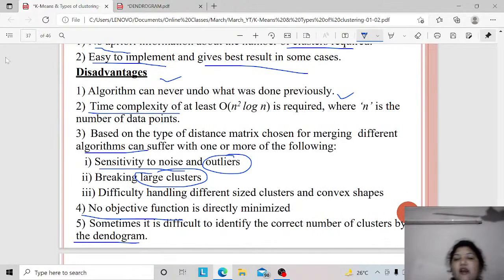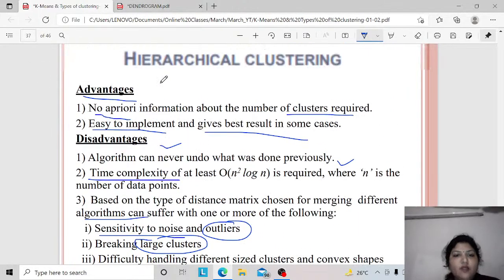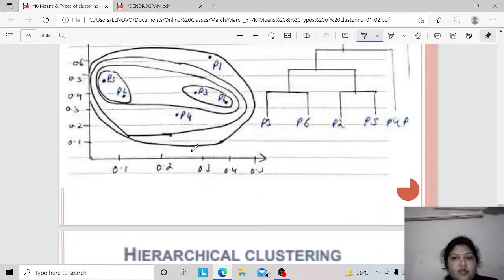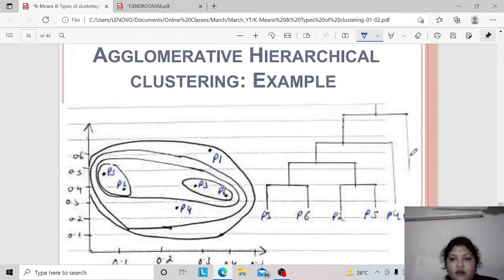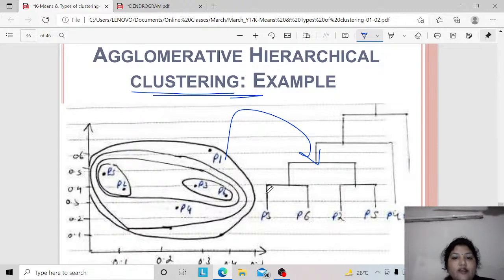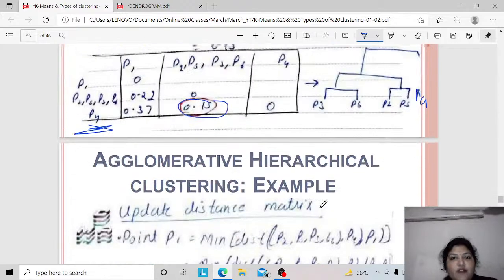So this is how we are going to implement our data points and make the dendrograms out of it, right? This is how we segregate the data points into clusters. So hope you have understood the session.